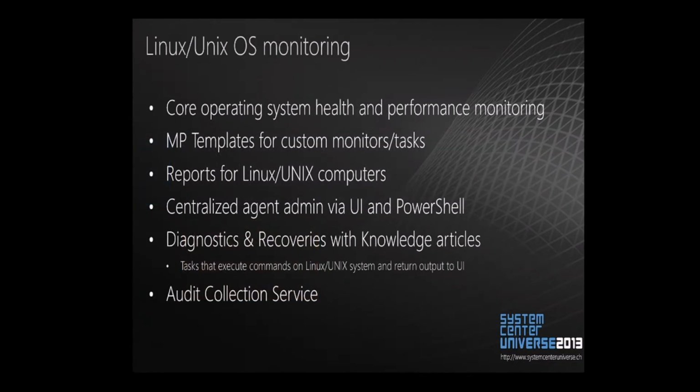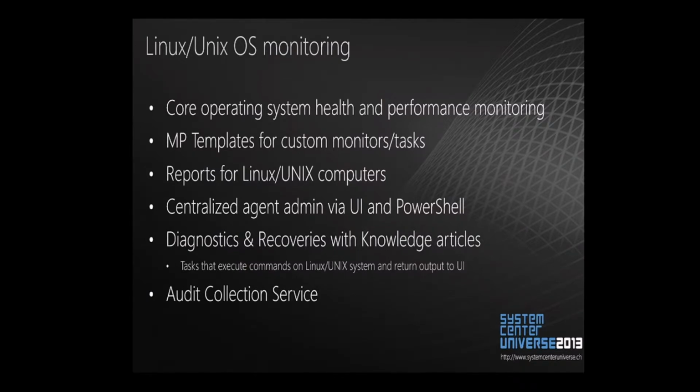So if we look at the Linux OS monitoring, we get more or less the same deal as we do on the Windows side. So we see the processor, we see memory, we see disk, we see all the core operating system values like health and performance monitoring. We also have, if you import the management packs, some new management pack templates. So if I want to monitor for a certain process in memory or other things, I can actually use the management pack templates. And there are management packs for specific versions of Linux and Unix, and they're all on the download media, so you can import those management packs and start adding support for your Linux and Unix version. It also brings you reports, so we can do the same types of reports on the Linux and Unix computers. We have the centralized agent admin through the UI and through PowerShell.